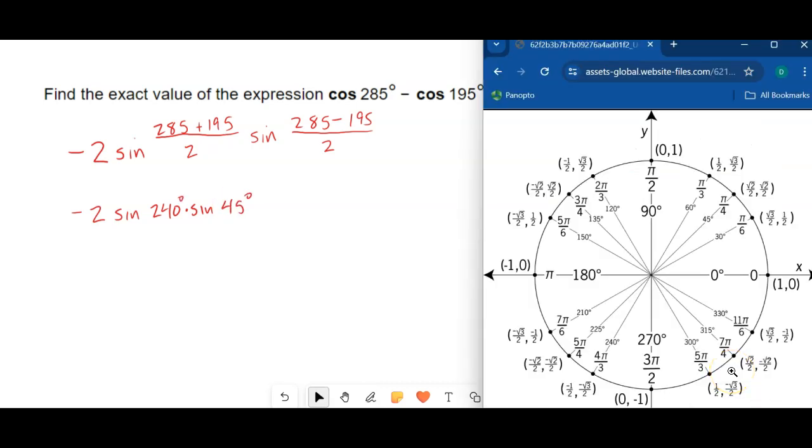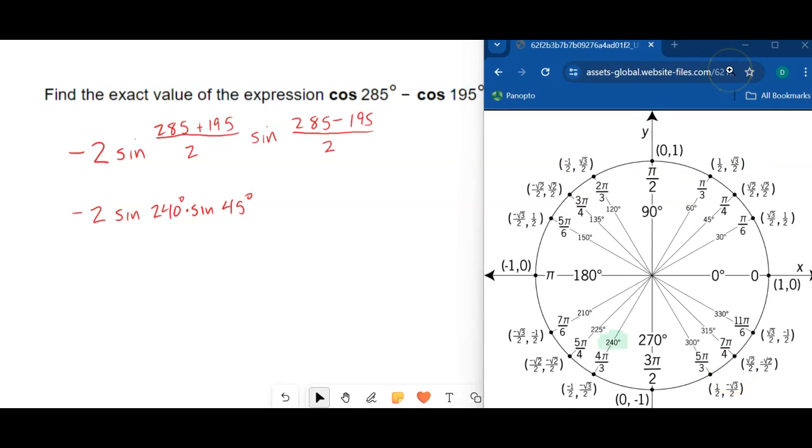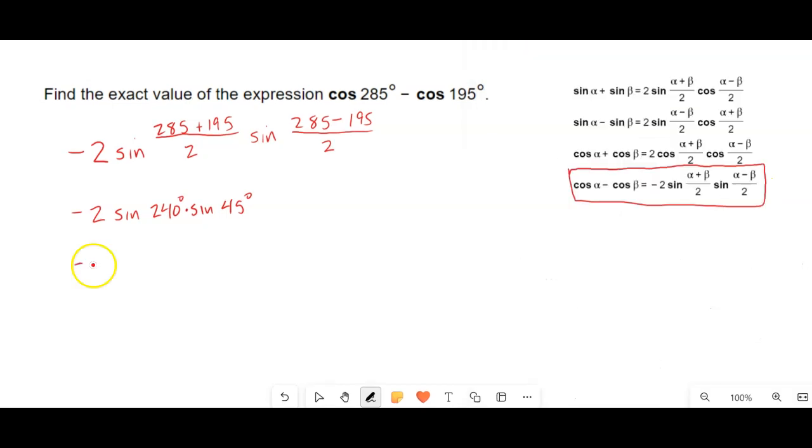Alright, looking on the unit circle, I see the 240 degree angle right here. Sine is the y coordinate there, so that's the negative square root of 3 over 2. And then for the 45 degree, that's right here, sine again is the y coordinate, so that's the square root of 2 over 2. So this is -2, negative square root of 3 over 2, and then positive square root of 2 over 2.